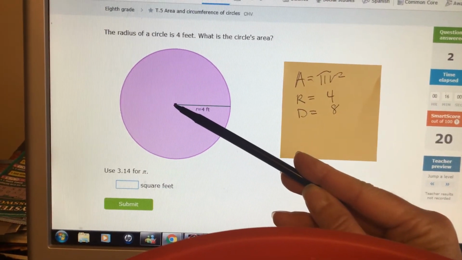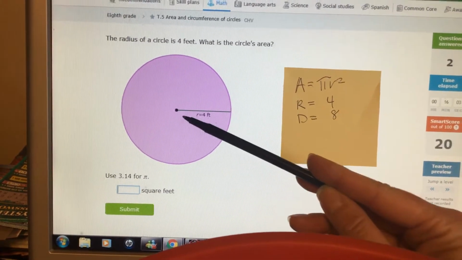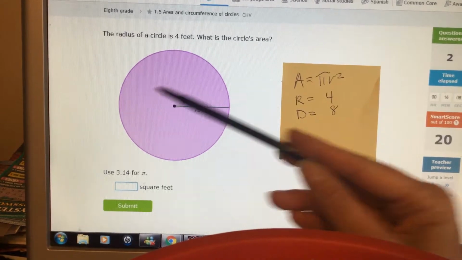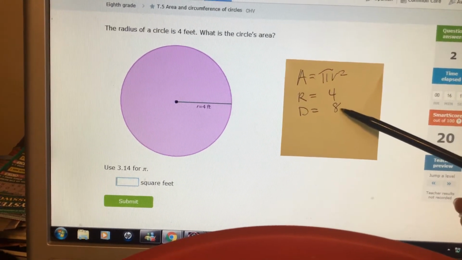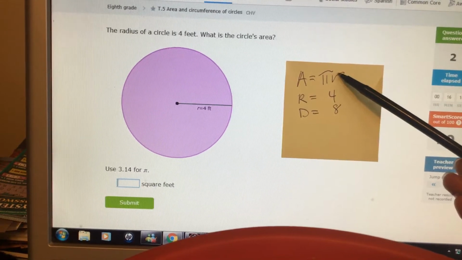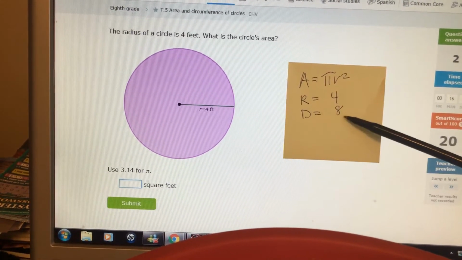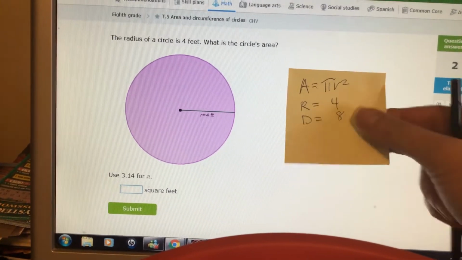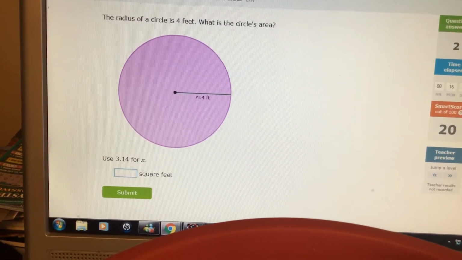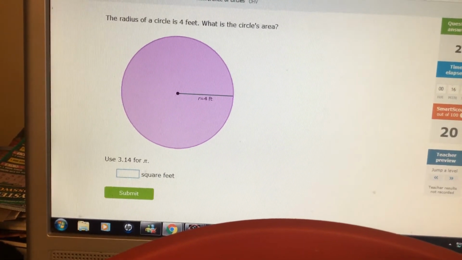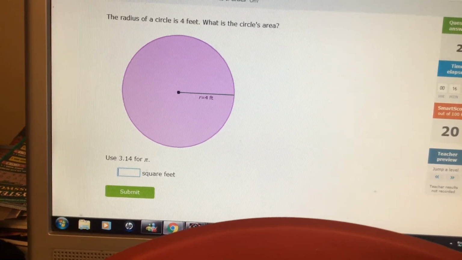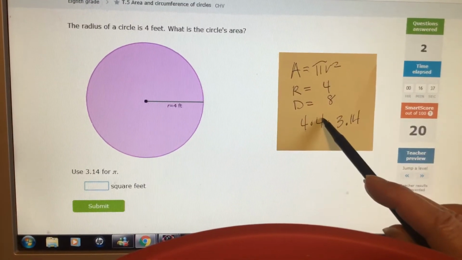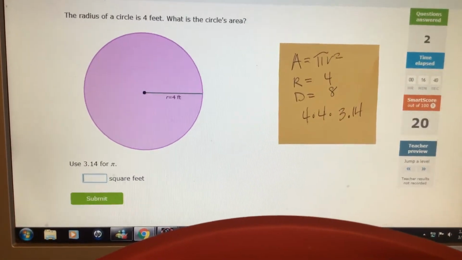From the center of the circle to the outside is 4, which means the other direction would also be 4. So my diameter would be 4 plus 4, which is 8. Now, I don't need 8. I don't need the diameter for this problem, but you should get in the habit of writing your radius and diameter every time. So then I would have to square the radius. Squared means a number times itself. So it means I'm taking 4, timesing it by itself, then timesing it by 3.14.